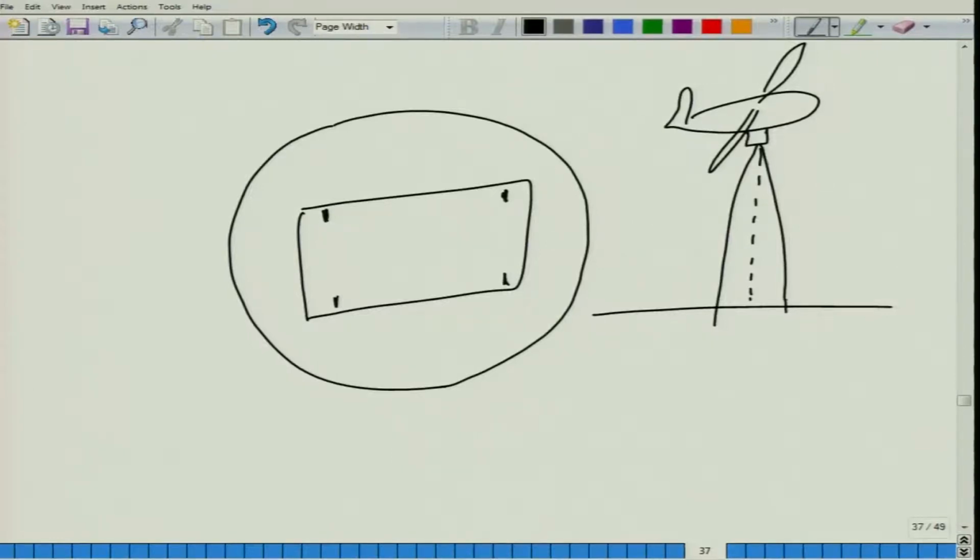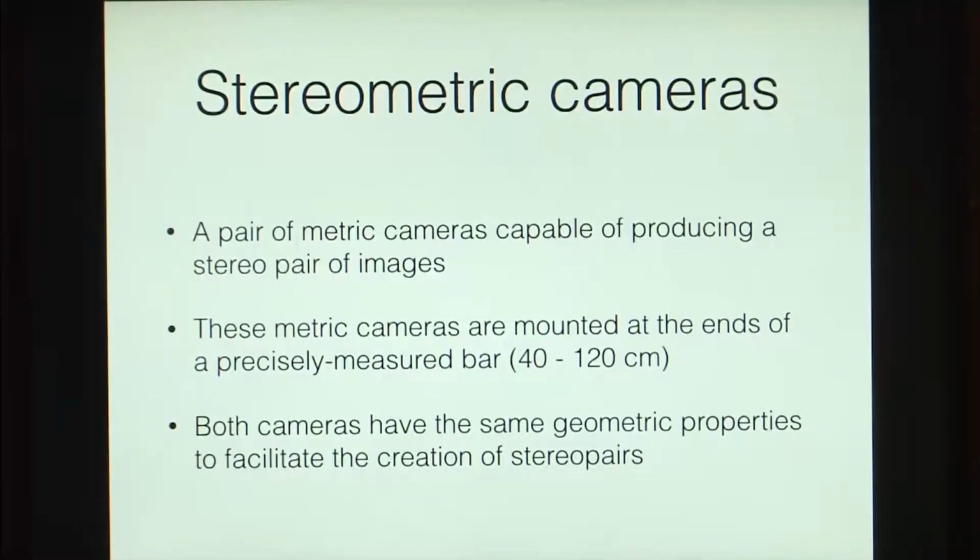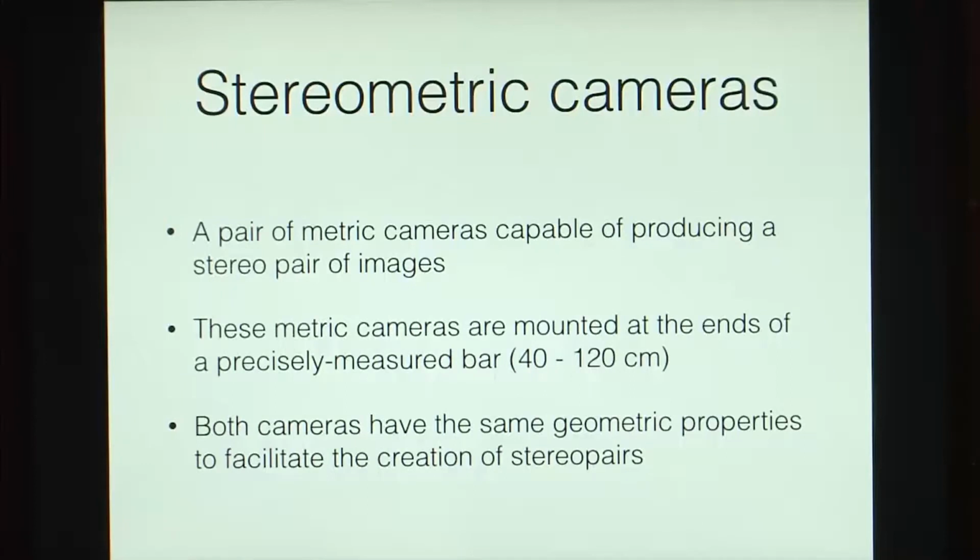We also have some things known as stereometric cameras. So, if we go back to the slide now, stereometric cameras are a pair of metric cameras capable of producing a stereo pair of images. What that means is, these 2 cameras mounted on the aeroplane would be taking pictures simultaneously, and because these cameras work very much like our eyes, we have 2 eyes that are looking at the same object, they will be able to give us a stereo pair from which we would be able to get all the depths. These metric cameras are mounted at the ends of a precisely measured bar.